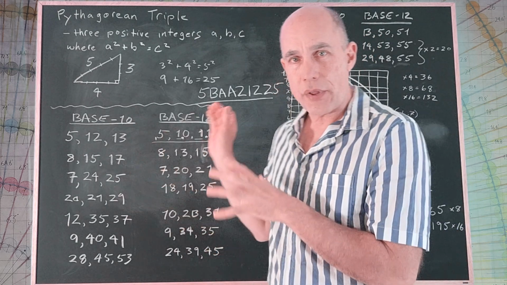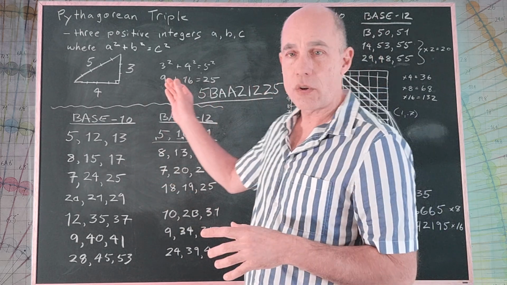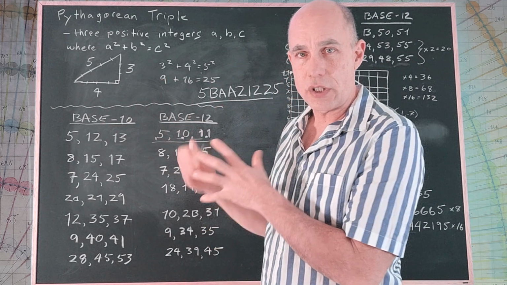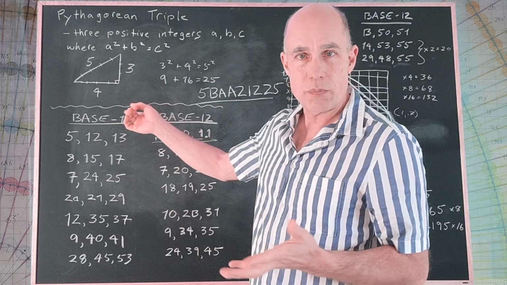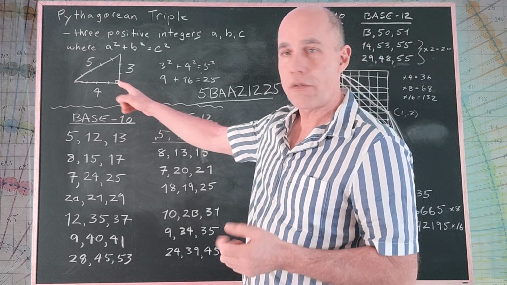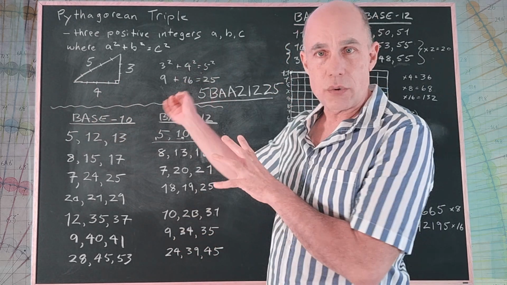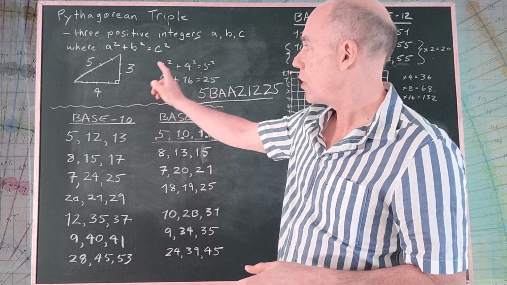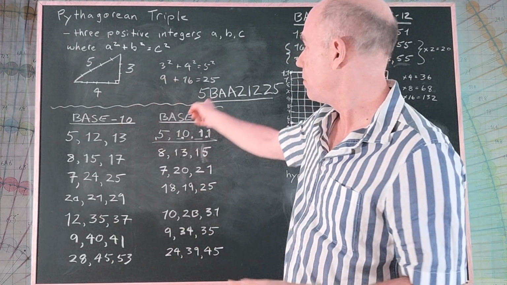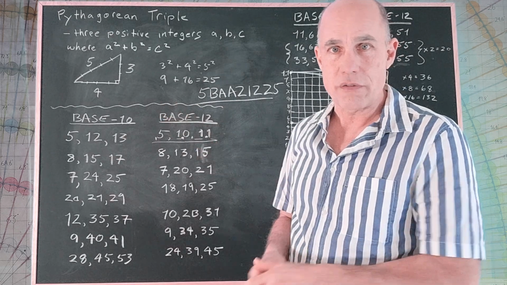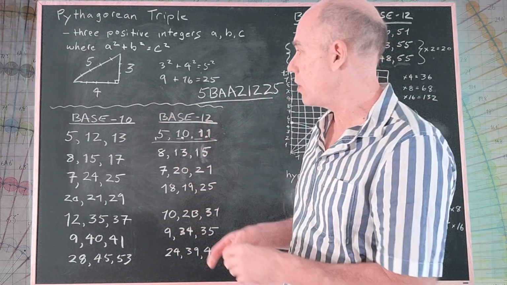First of all, a Pythagorean triplet is a triangle where all three sides are integers. The most famous one that most of us are familiar with is the 3, 4, 5 triangle. It relates to a squared plus b squared equals c squared. So 3 squared plus 4 squared equals 5 squared: 9 plus 16 equals 25. That's the essence of a Pythagorean triplet.